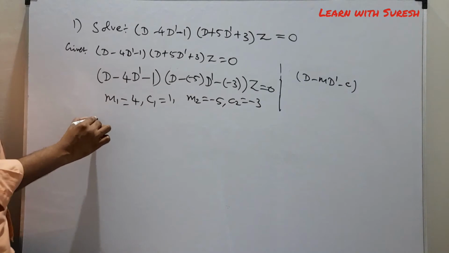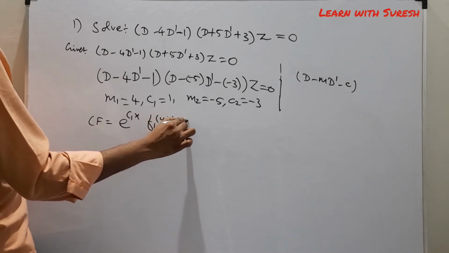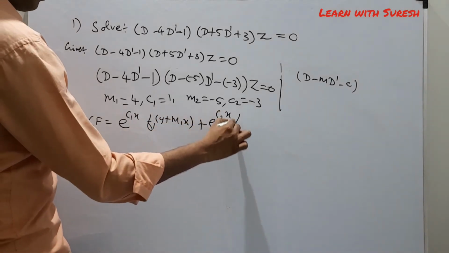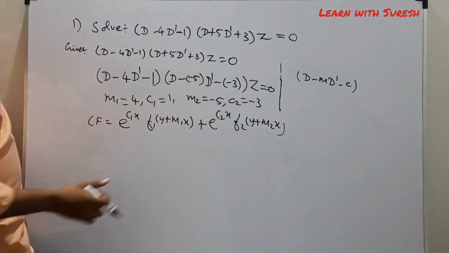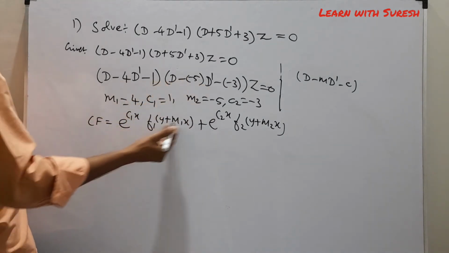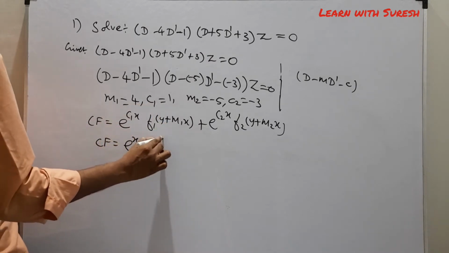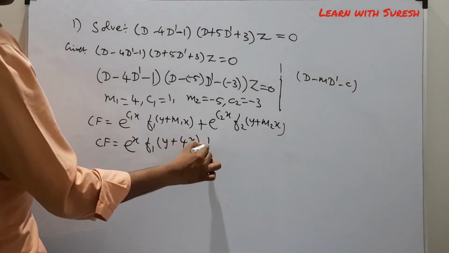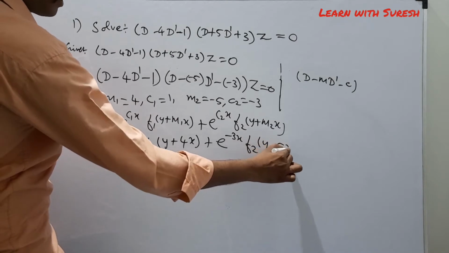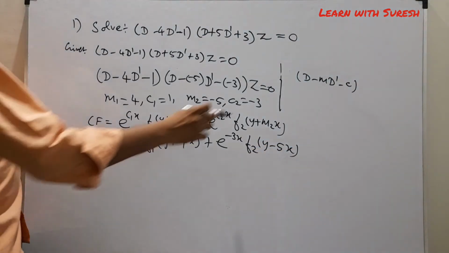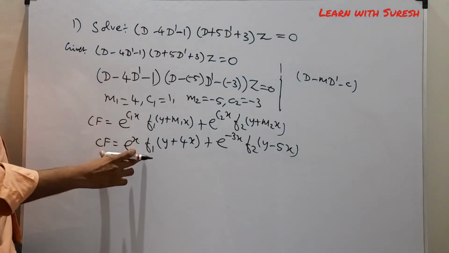Now the complementary function is e^(c1 x) f1(y + m1 x) + e^(c2 x) f2(y + m2 x). Here the factors are not repeating, two factors are different. So the complementary function is CF = e^x f1(y + 4x) + e^(-3x) f2(y - 5x). Here the right hand side has no terms, so there will not be a particular integral. Only the complementary function is the solution.